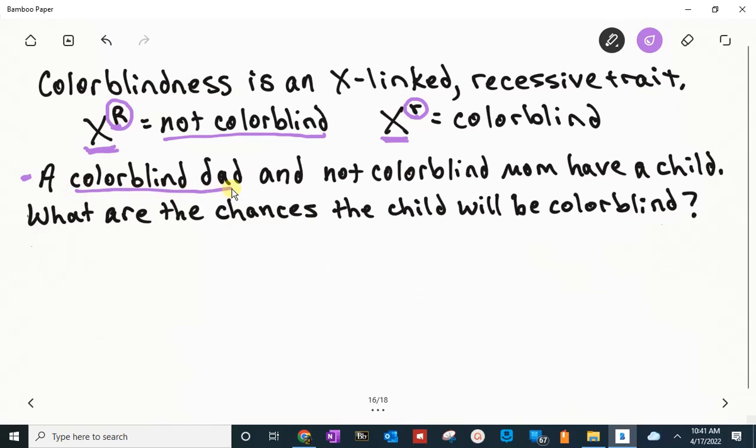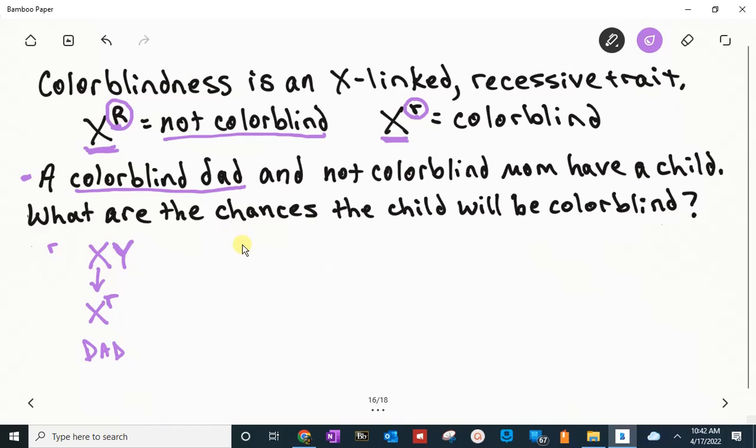Well, if it's a colorblind dad, then dads are going to have XY chromosomes in that 23rd pair. And if he's colorblind, then that means he's going to be recessive, that little lowercase r. But it's only going to show up on the X, not the Y. The Y is not going to have anything to do with it. It's not going to carry one thing or the other because this gene is X-linked. So this is going to be dad.